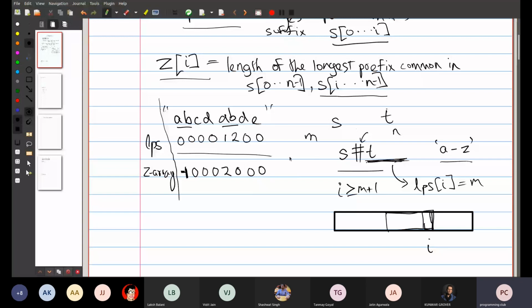We can see that Z and LPS are pretty similar in the way they are defined. Now let's try to solve the original problem of pattern searching.